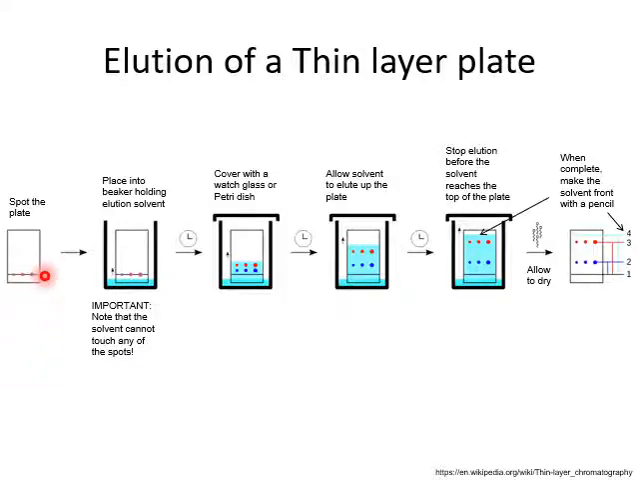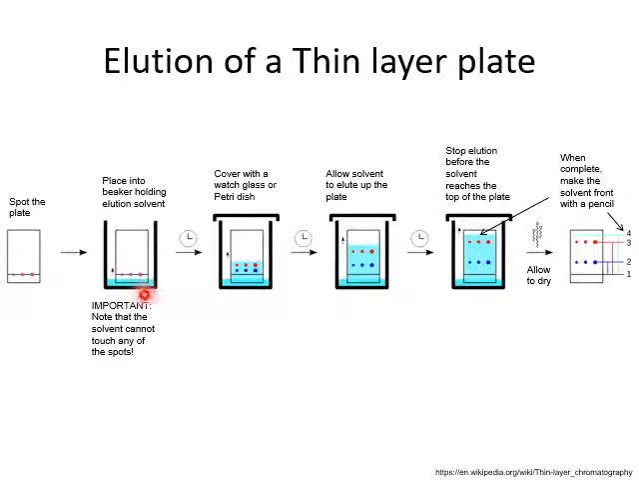So after you spot it, you prepare your dilution and you spot it. You place the plate into the beaker or your chamber, always taking care that the solvent isn't too much so that it doesn't touch your spots. The solvent should be able to rise naturally and then be in contact with the spots, not before.